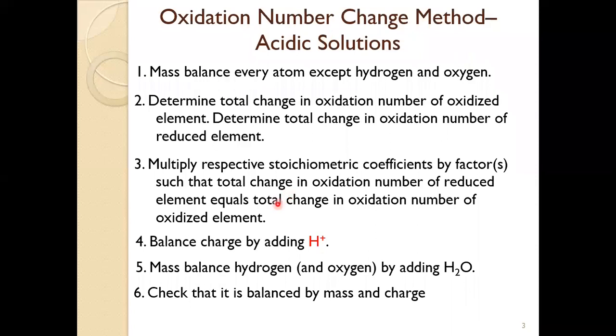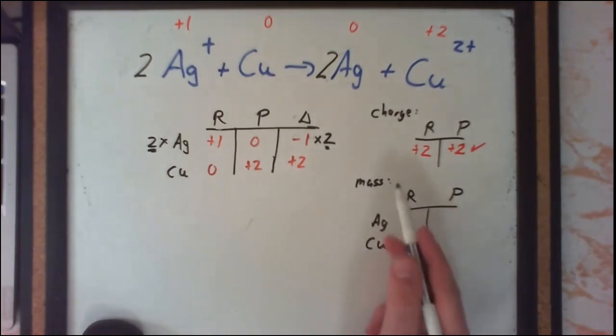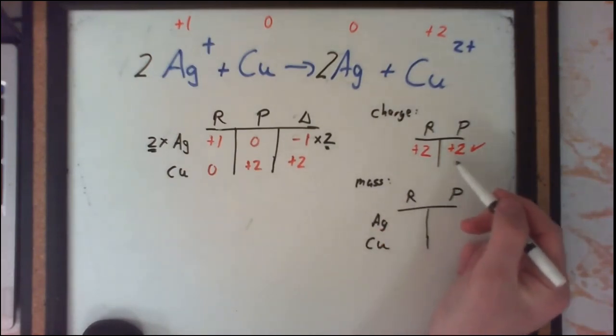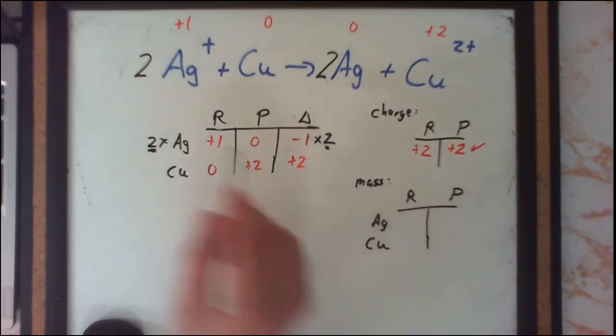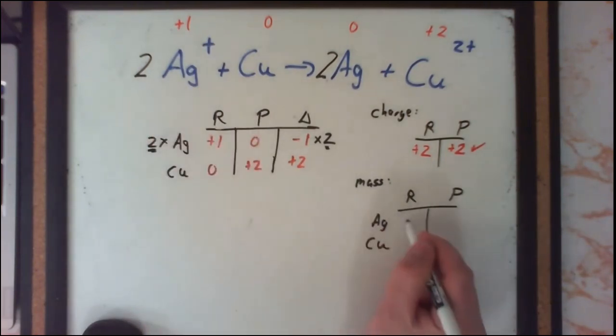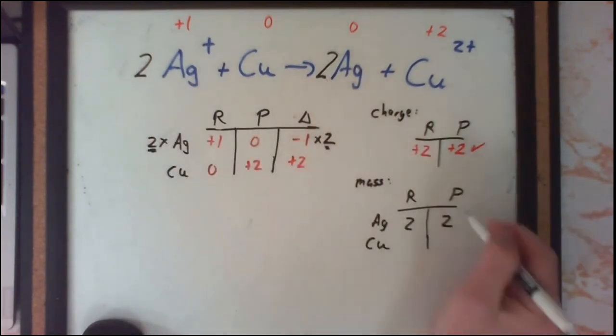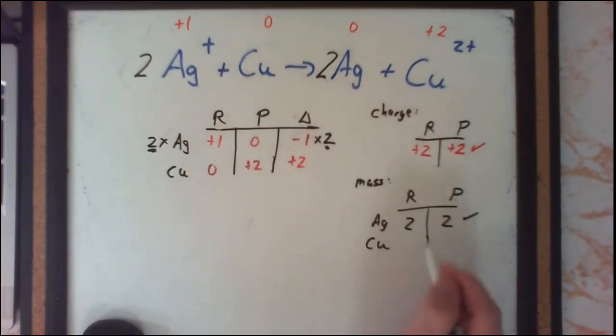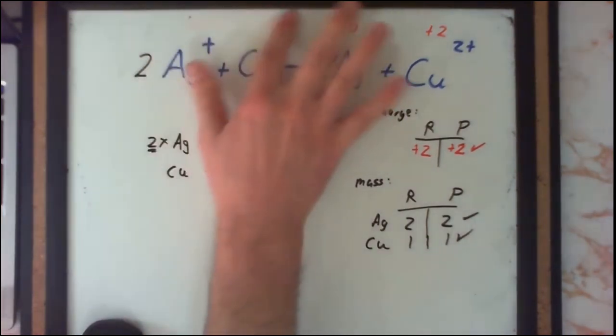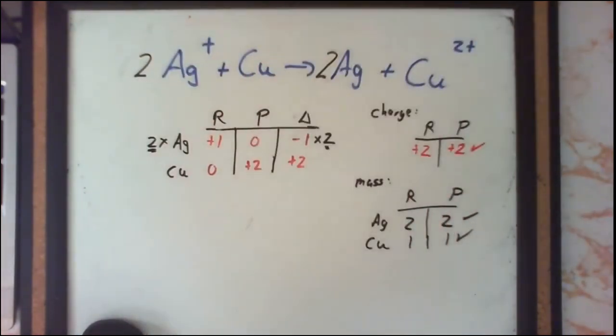And then finally, it's a good idea to check that what I have now come to is a balanced redox reaction. So it's balanced both by mass as well as by charge. We've already proven that it's balanced by charge. By mass, we have 2 silver, which matches 2 silver. And we have 1 copper on the reactant side, which matches 1 copper on the product side. So as a result, I now have a balanced reaction. Let me remove these oxidation numbers to eliminate confusion.